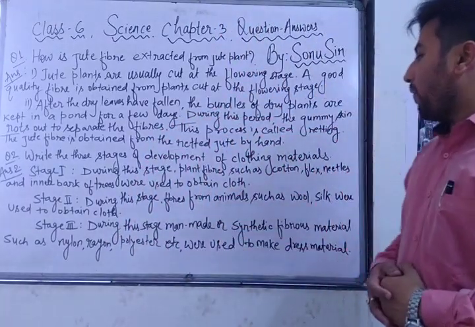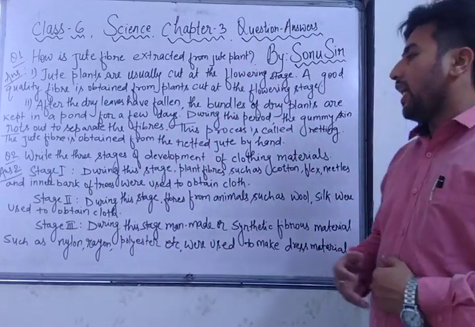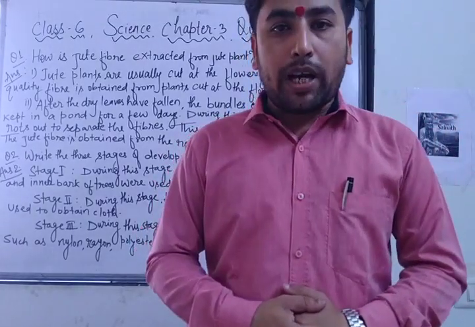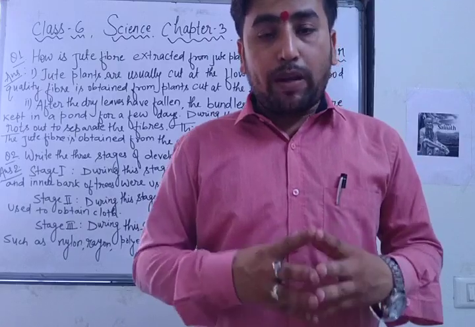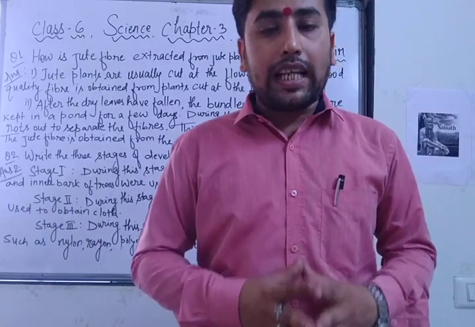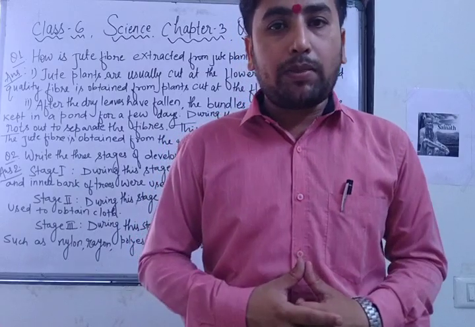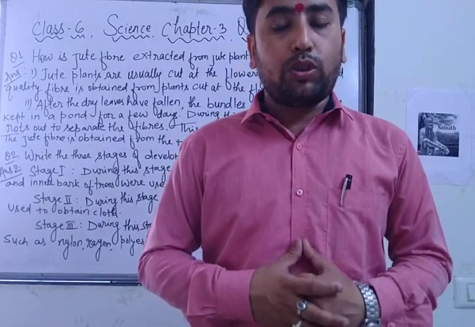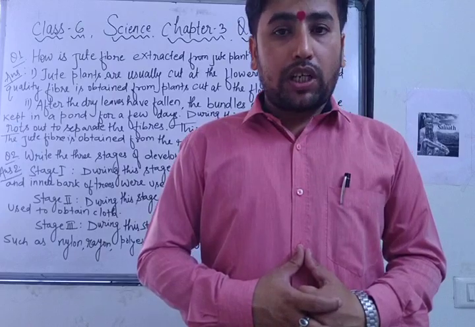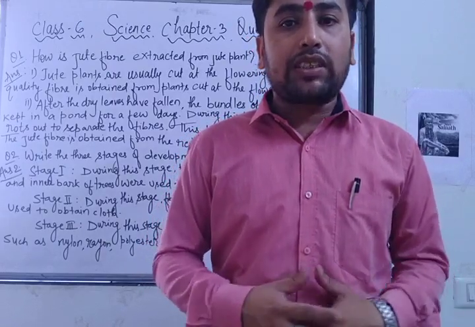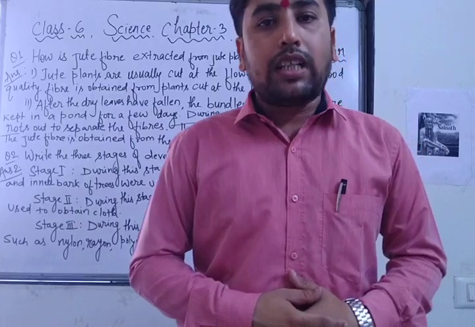During this stage, plant fibers such as cotton, flax, nettles and inner bark of the trees were used to obtain clothes. Stage number 1 means some of the plants which were giving fibers like jute, cotton, nettles or bark of the trees. The early human beings were wearing bark of the trees. You may have read in history also that early human beings were covering their body with the help of leaves and the bark of the trees. Right?